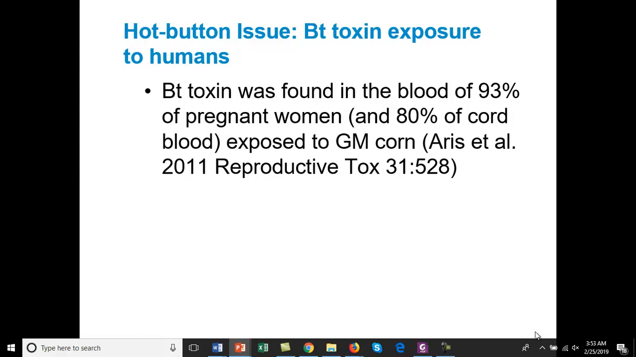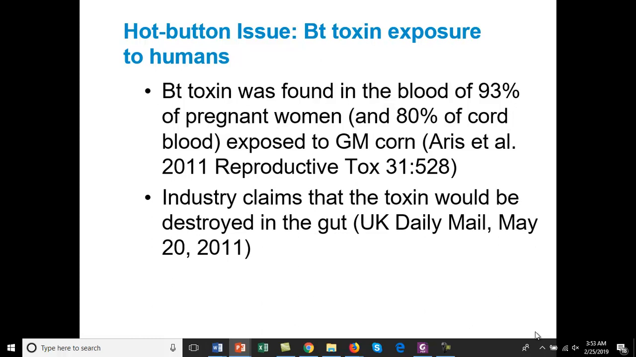And there's a lot of genetically modified corn, especially, that has been transformed to produce BT toxin. And in 2011, in Reproductive Toxicology, scientists looked at pregnant women who had consumed genetically modified corn, and they found that BT toxin was detected in the blood of 93% of the patients and about 80% of the cord blood of pregnant women. What they would do is wait until the pregnant woman gave birth, test the cord blood, and the cord blood then would show the presence or absence of BT. Okay, so this is a big problem. We don't want BT going to developing fetuses.